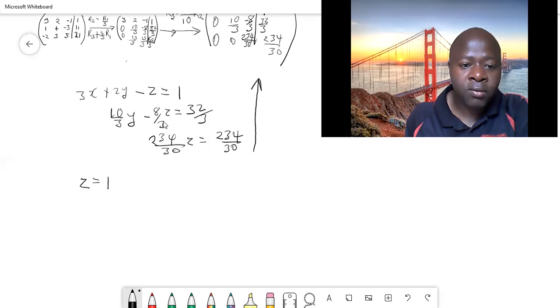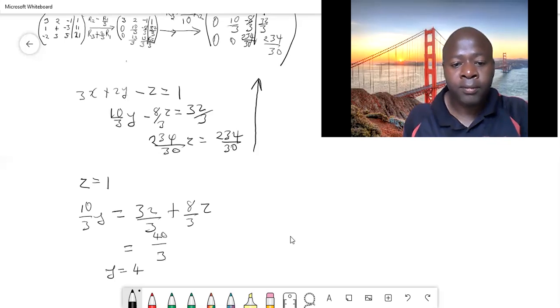So we now move to this equation and find y. What we are given there is 10 over 3 y equals 32 over 3 plus 8 over 3 z. But z is 1. So what we have on our right side is 40 over 3. So what will y be? Multiplying by the reciprocal of 10 over 3 on both sides, we would have y to be 4.